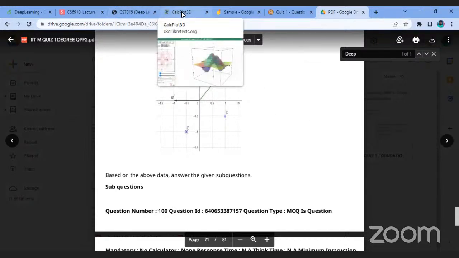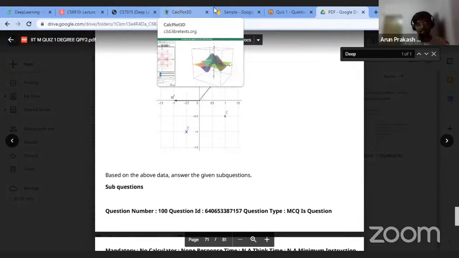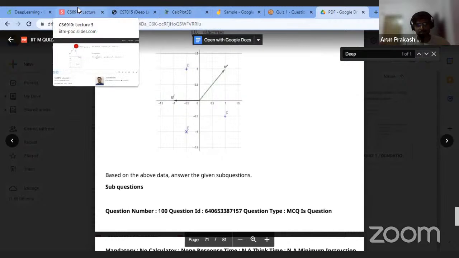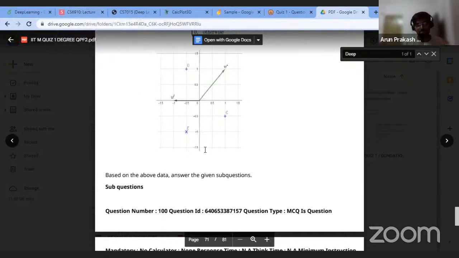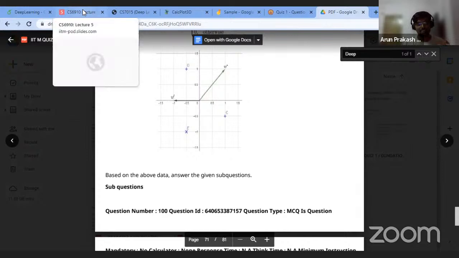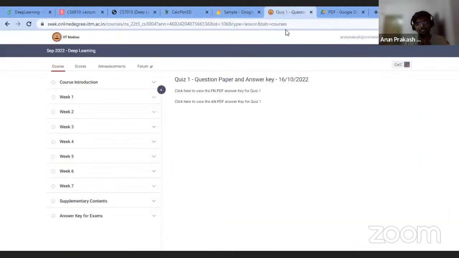So I request you to do such kind of cross checks. Of course, no matter what you answer, we always have this possibility that maybe we are wrong, but doing this kind of cross check at least gives us some confidence that maybe our answer is correct.